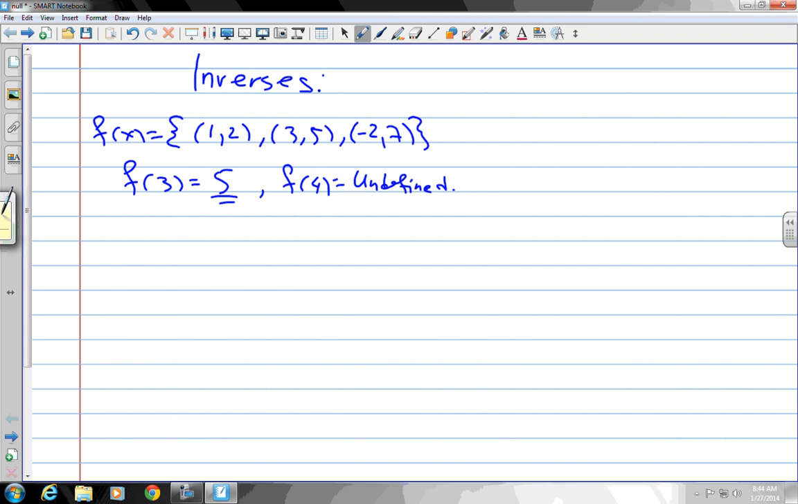So the inverse functions reverse the order of mapping, right? If the function takes us from 1 to 2, the inverse function will take us from 2 back to 1. The inverse function will take us from 5 to 3, and from 7 to -2. And the special notation for the inverse function is like that. It's not an exponent, it's just a little -1 to represent inverses.